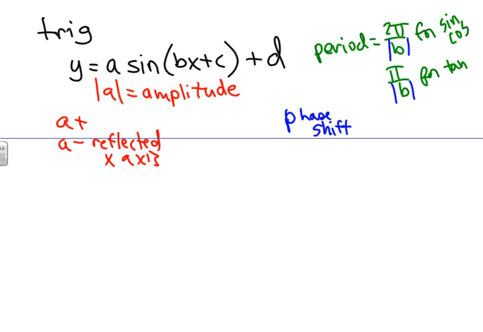And then phase shift is negative c over the absolute value of b. And that tells kind of the left or rightness. And d is translated up or down.